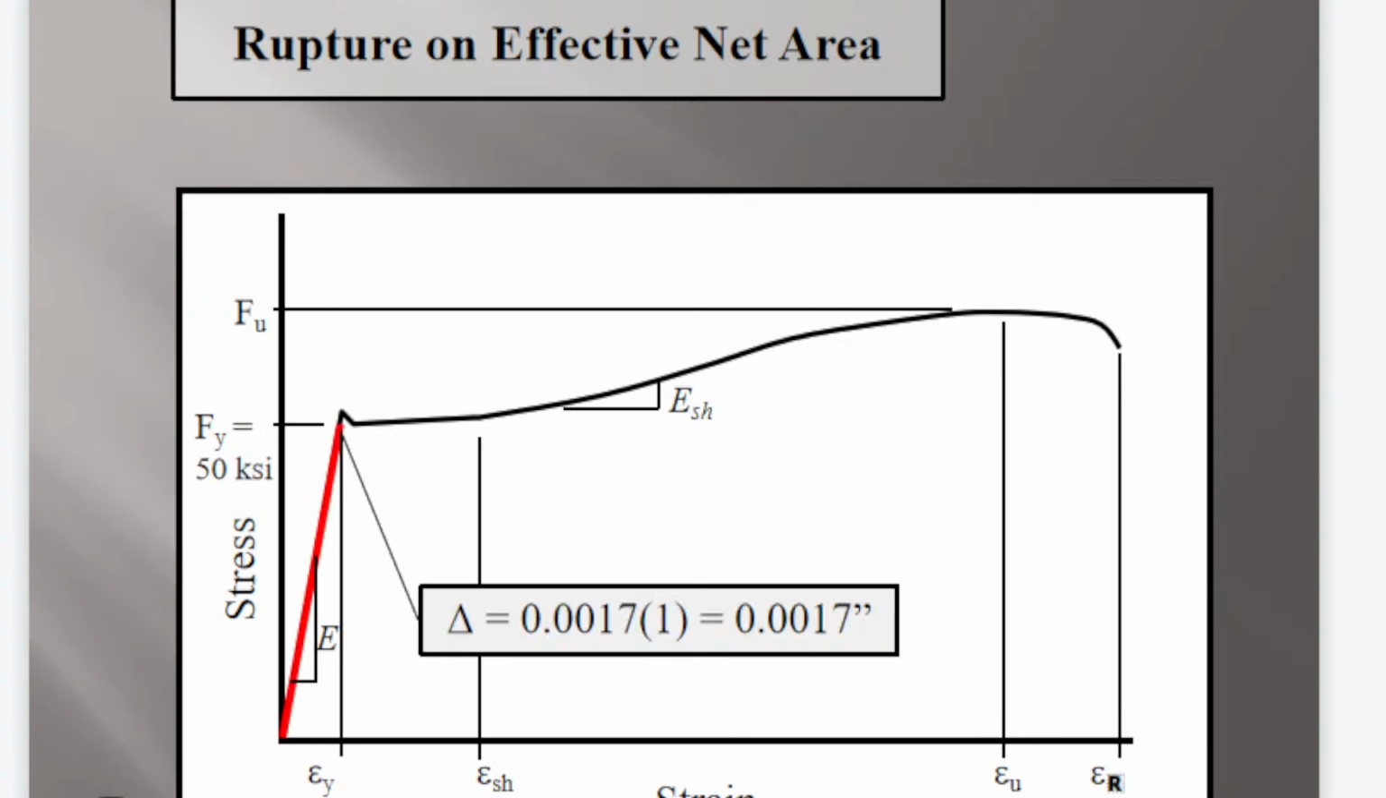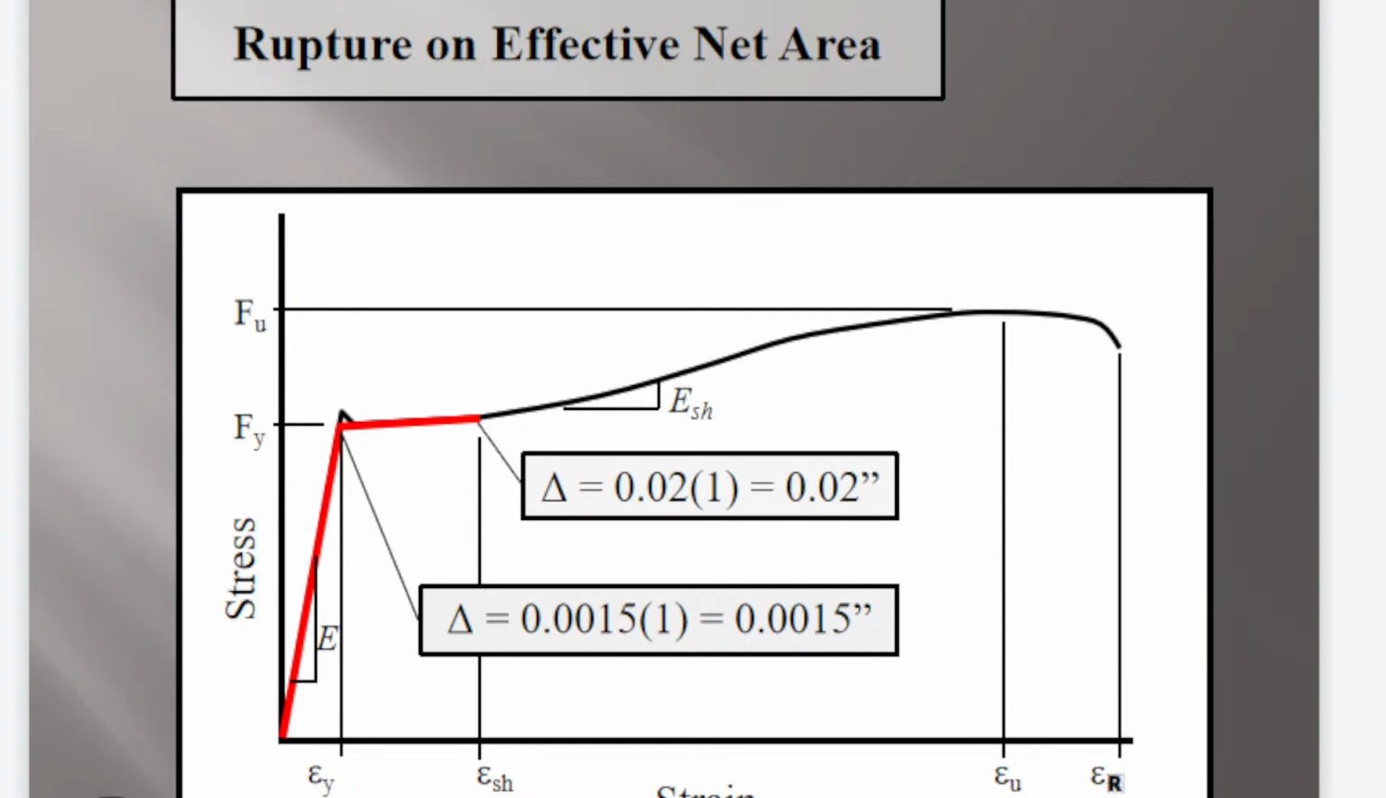Okay. So again, now instead of the average, we are actually using 0.0017. Take note, we are using 0.0017. That corresponds to the maximum yield point. So times 1 inch, that is 0.0017 inch. Very small. It's a very small change in length, almost negligible.